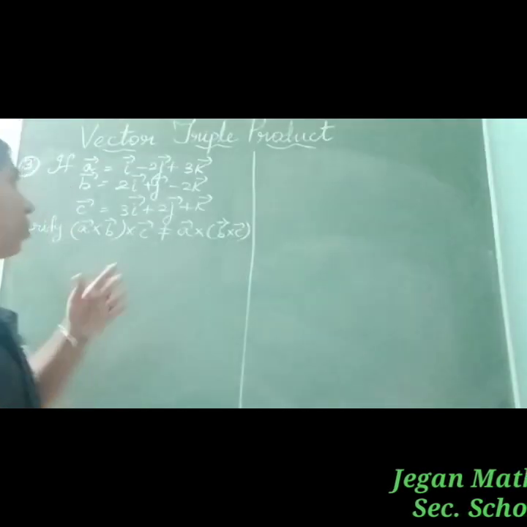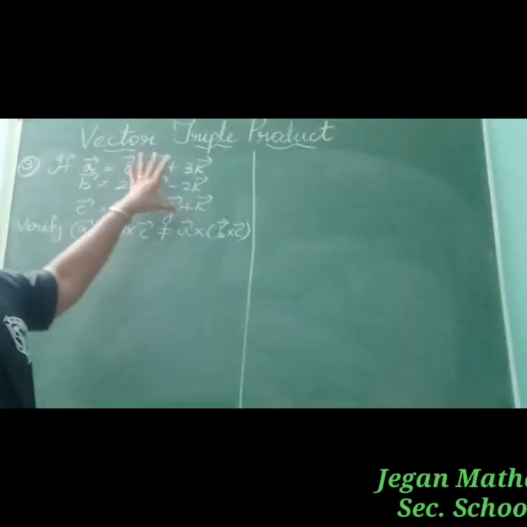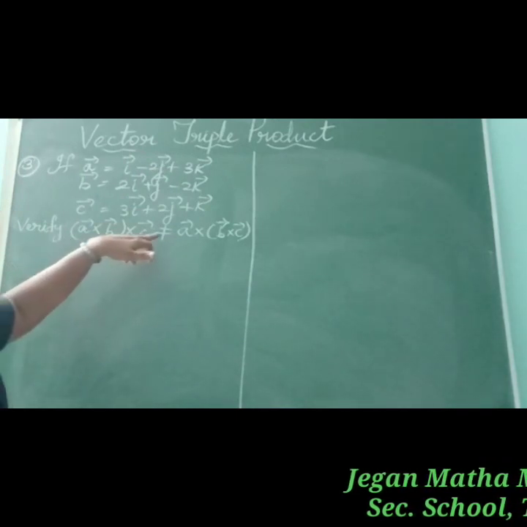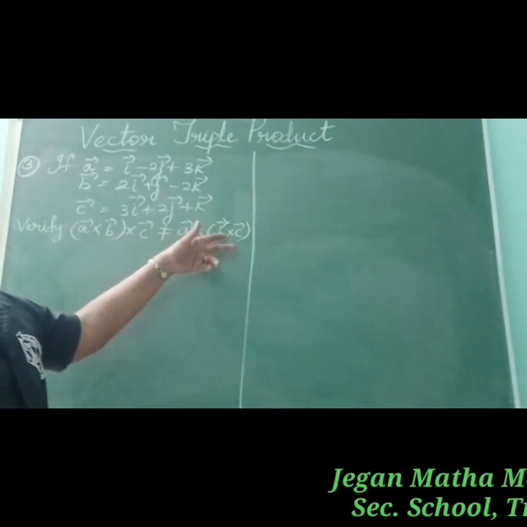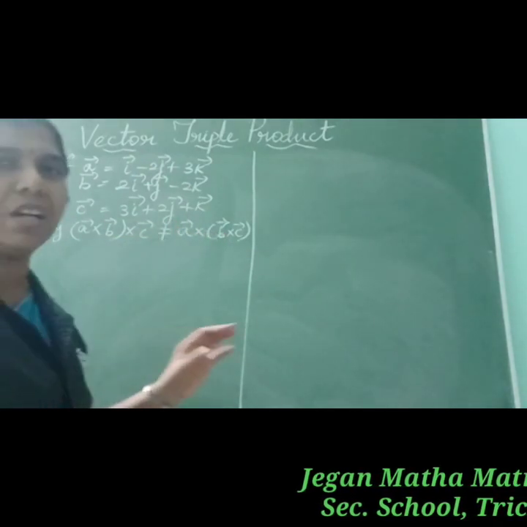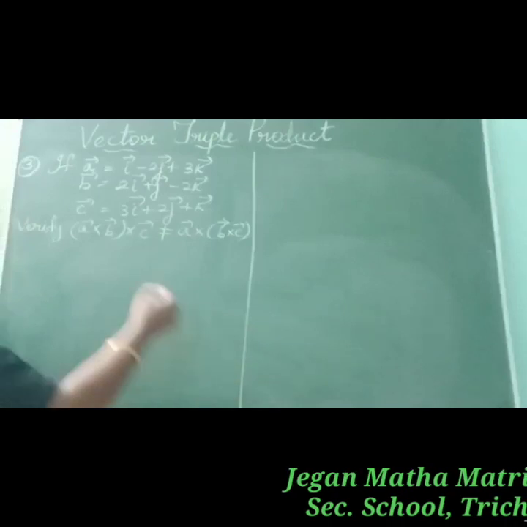Now let us solve one more sum. Three vectors are given, A, B, C. We want to verify the result (A cross B) cross C not equal to A cross (B cross C). Both are vector triple products only, but the values are not equal. We will verify this result.